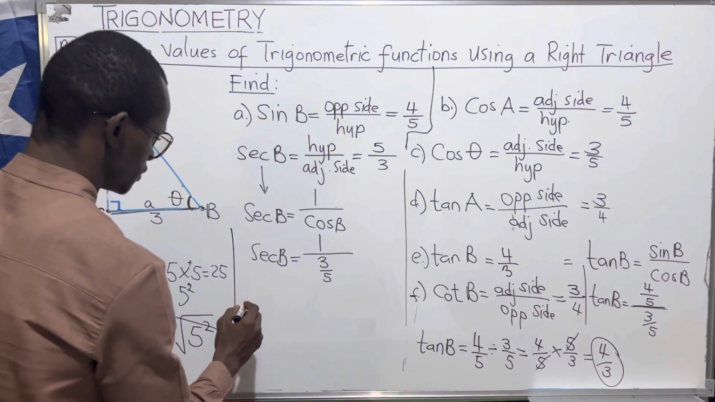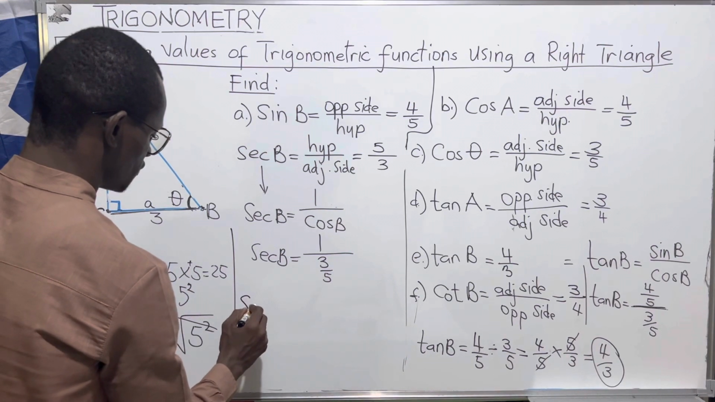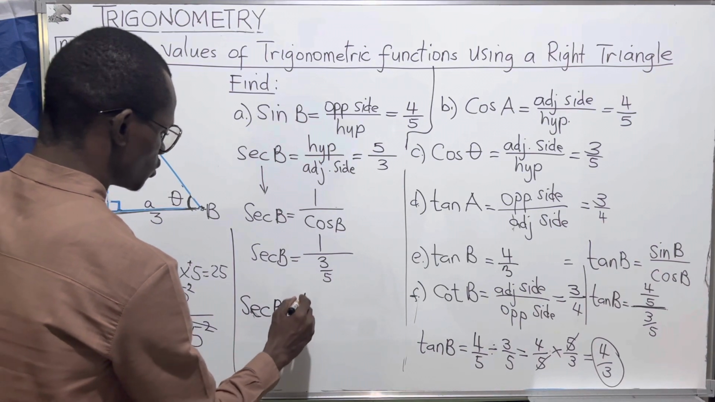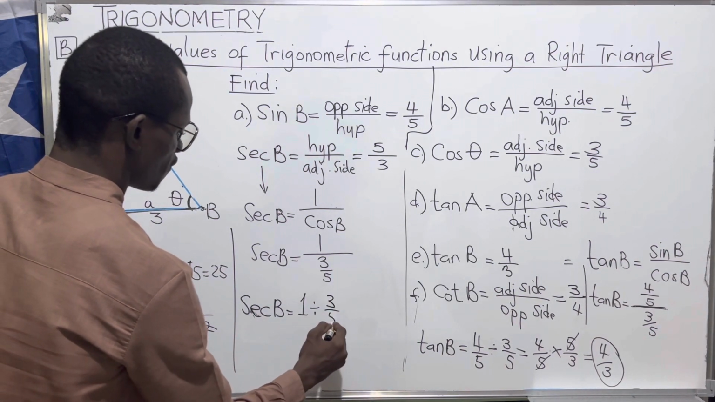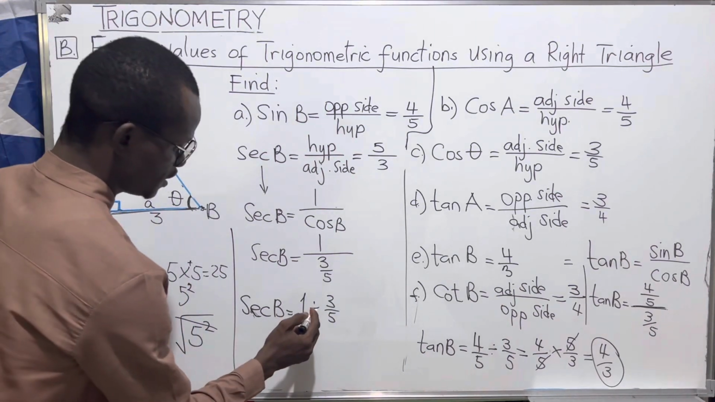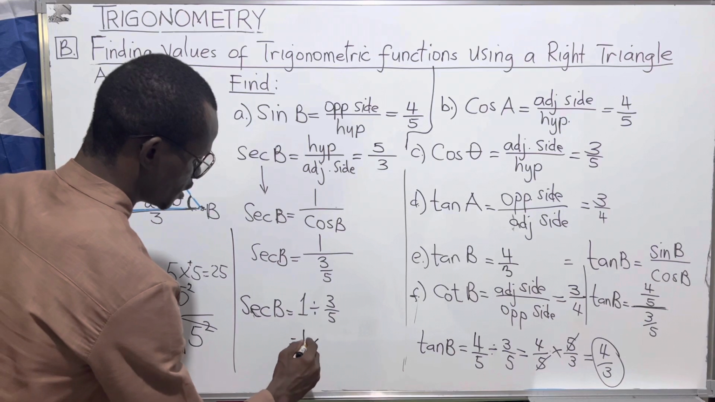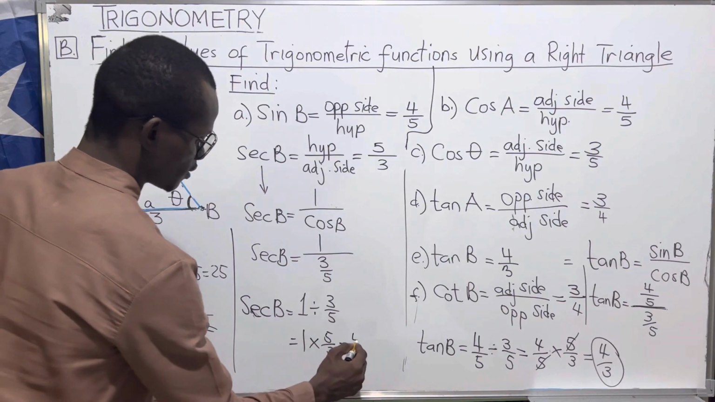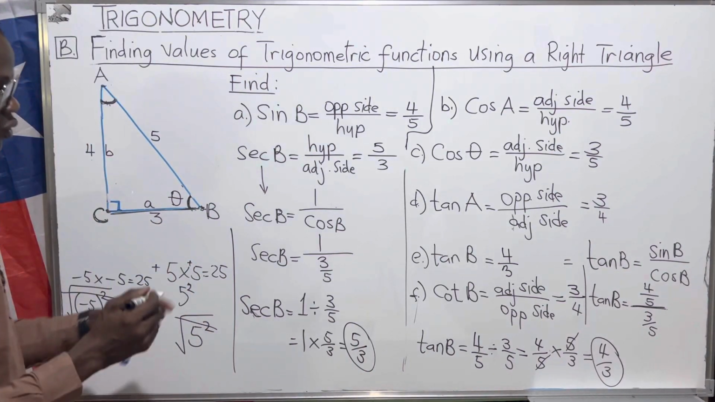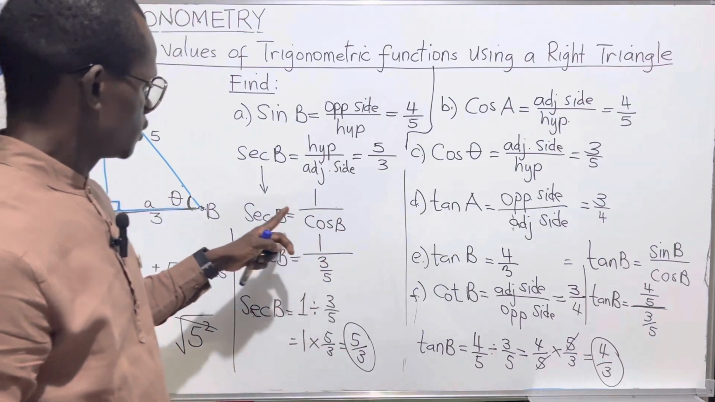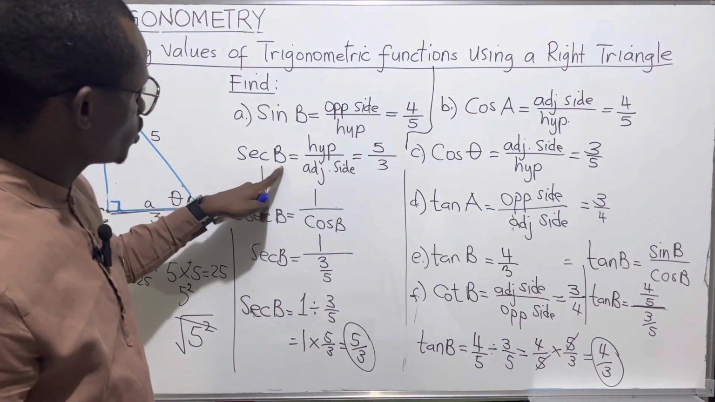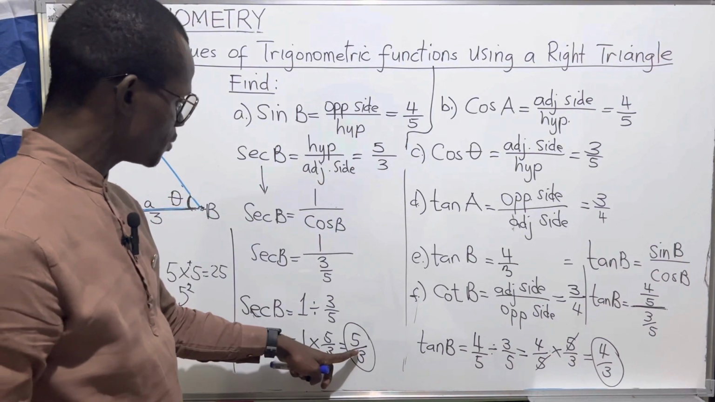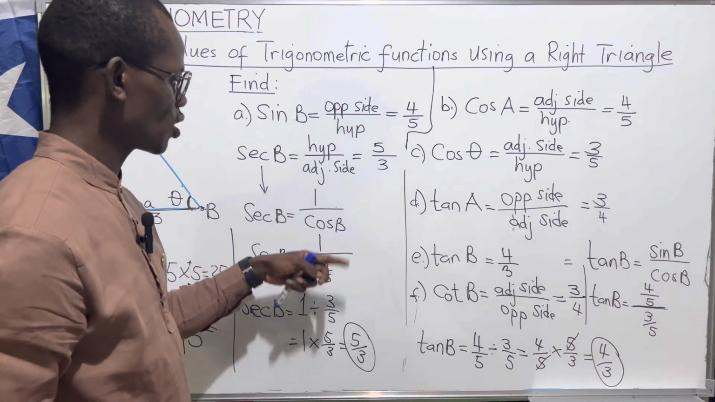So again, we apply the fraction simplification. Secant of B is equal to 1 divided by 3 over 5. We change this sign to multiplication and reciprocate the second fraction. So it's 5 over 3. So this is just equal to 5 over 3. So we can clearly see that secant of B, which was derived to be 5 over 3, is the same as secant of B, which we rewrite as 1 over cos of B.